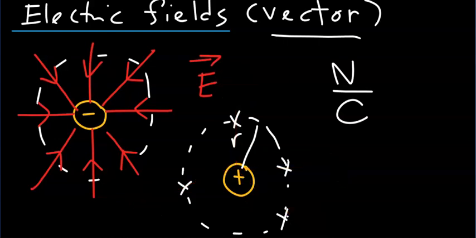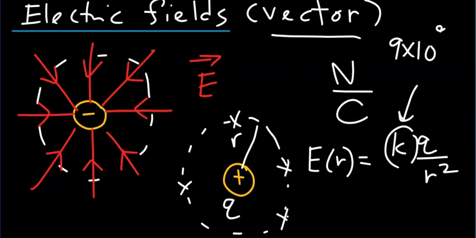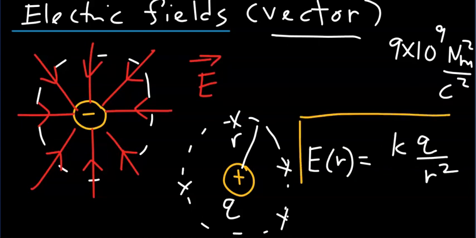So if this point charge has a strength Q coulomb, the electric field at distance r from that point charge has the following mathematical form: K, the strength of the charge, over the distance squared. Now this K is a constant with a value of 9 times 10 to the power 9, with a unit of newton meter squared over coulomb squared. That is the unit for that constant K. So we will be using this equation to calculate the electric field due to a point charge soon.